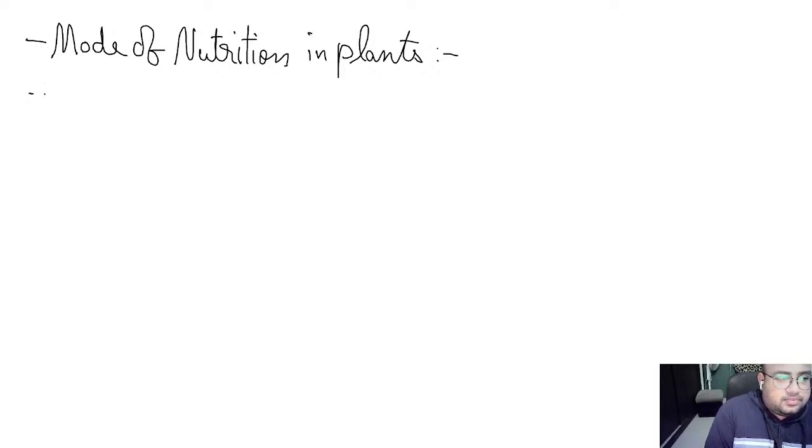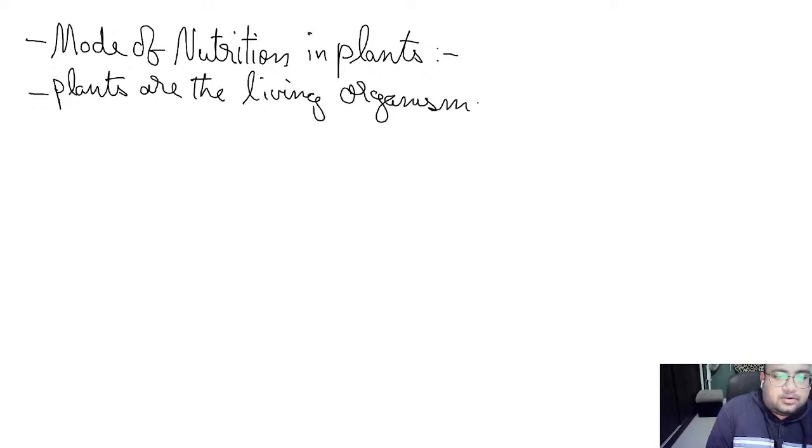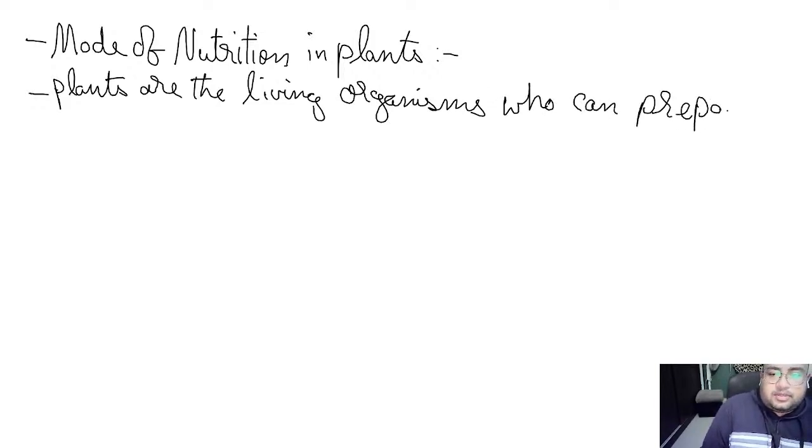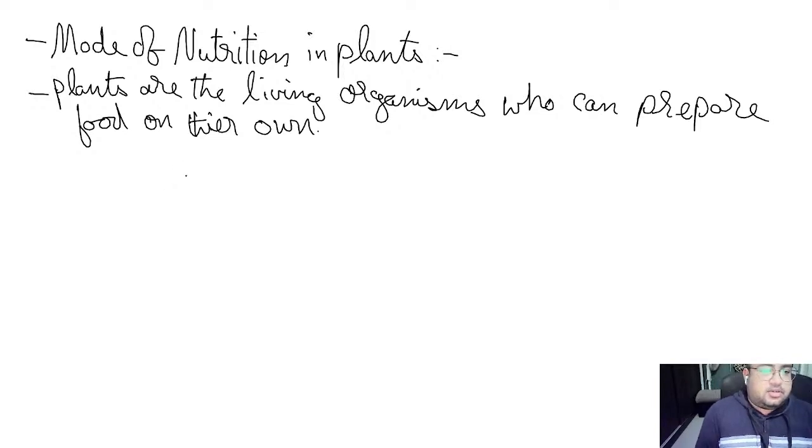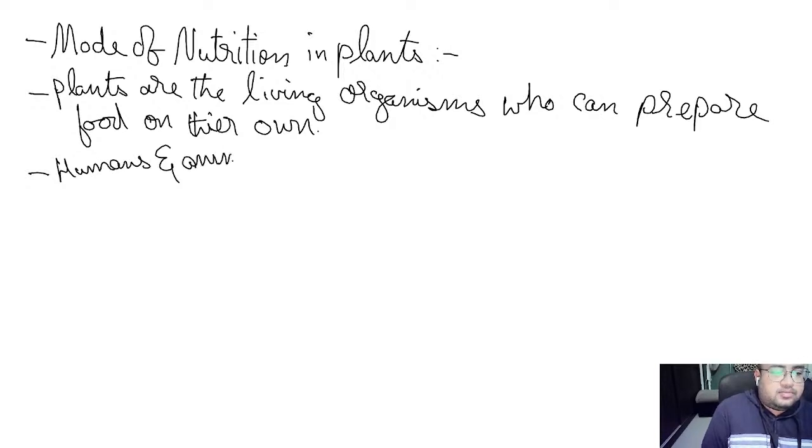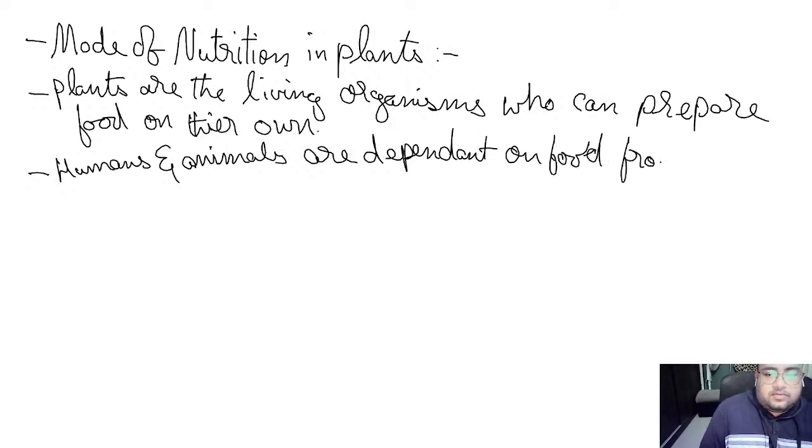So plants are the only living organisms that can prepare food on their own. They are not dependent on any animals or other bodies for food. Plants prepare their own food. As humans and animals, we are dependent on food from plants and animals.